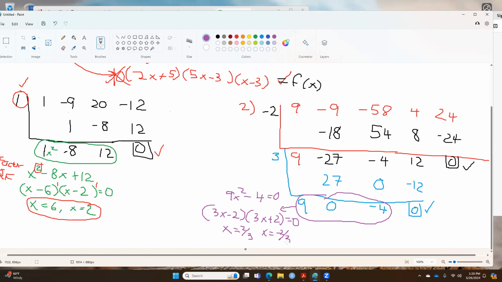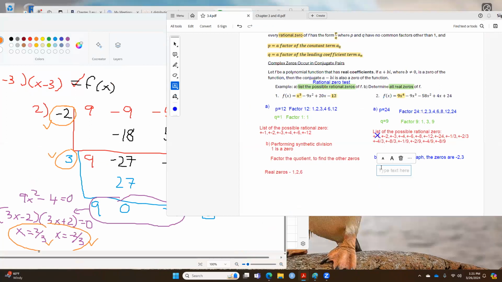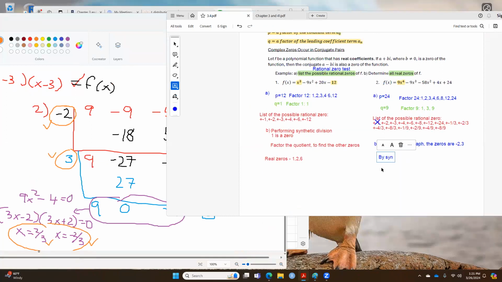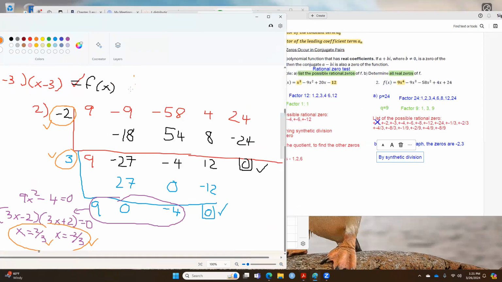So in this case, what are your possible rational zeros here? Don't forget negative 2 that you did, 3 that you did, 2/3 and negative 2/3. So in this case, you will have 4 rational zeros. So again, you are doing this by synthetic division, so you have to do this. And class, in the test, you have to show me all these things, all this case, the one over here.